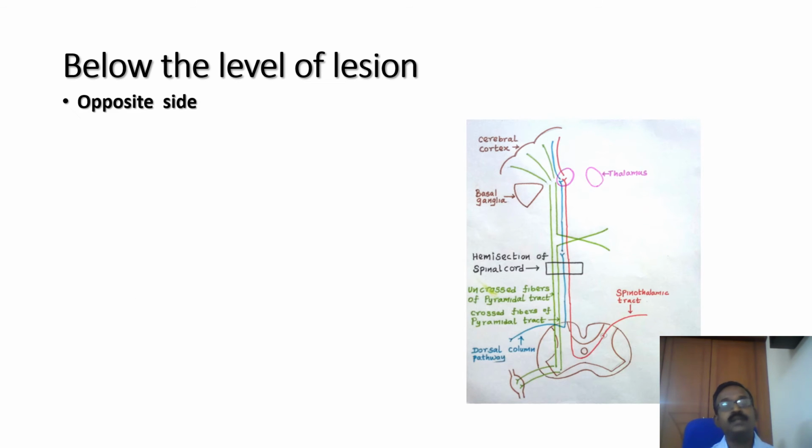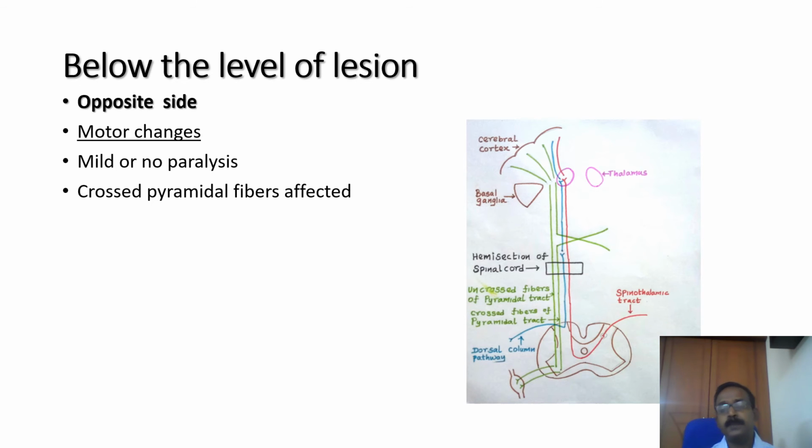Below the level of the lesion, on the opposite side, the motor changes are mild or there is no paralysis, as the crossed pyramidal fibers are affected. So on the opposite side the motor changes are less than the sensory changes. On the same side below the level of the lesion, motor changes are more prominent than sensory changes, but on the opposite side, sensory changes are more prominent than motor changes. On the opposite side also, the motor changes are similar to an upper motor neuron lesion.